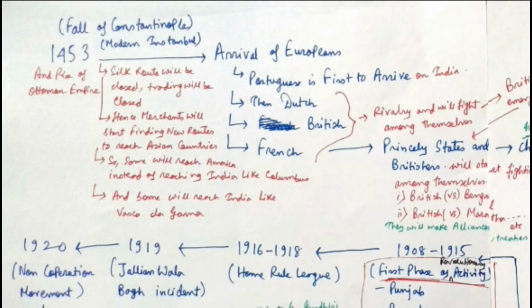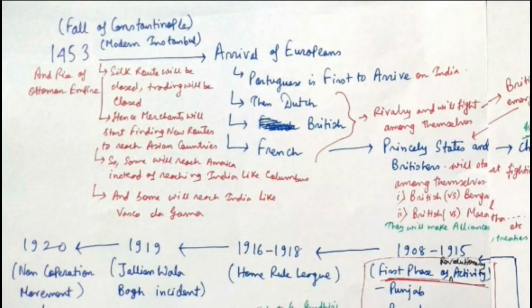Alright, so Vasco da Gama is the first to arrive on the Indian shore. Then the Dutch will arrive, and then the Danes, then the British, and then finally the French will arrive on the Indian shore. So four bigger powers from the European countries have arrived on the Indian shore, and now, what will these four bigger powers do? They will start fighting among themselves to find who is supreme among them, alright.